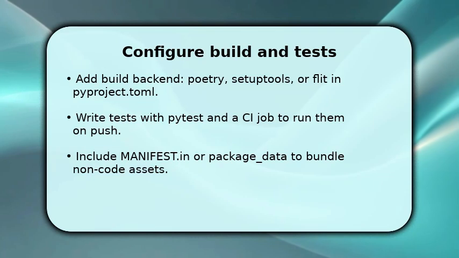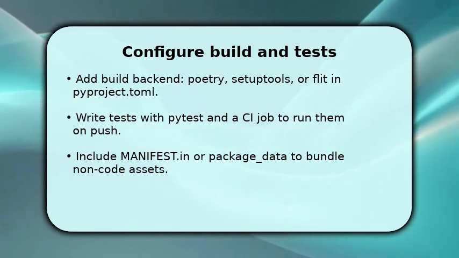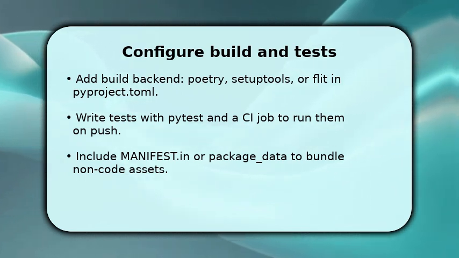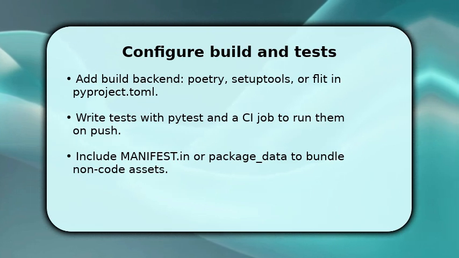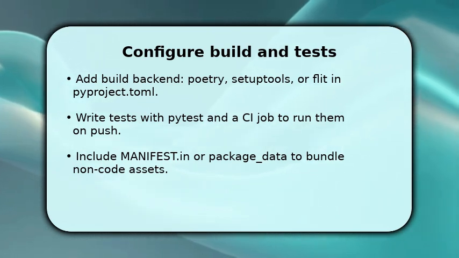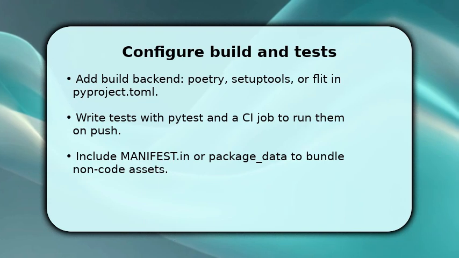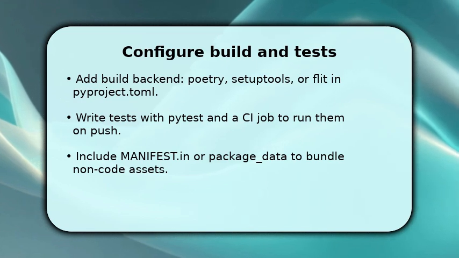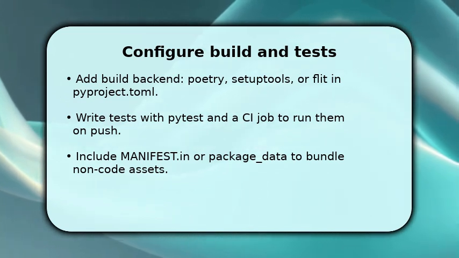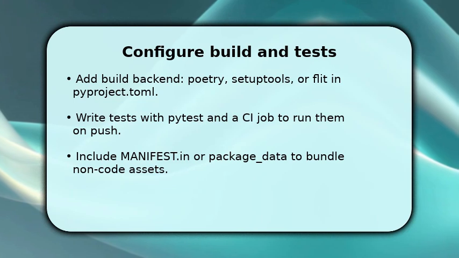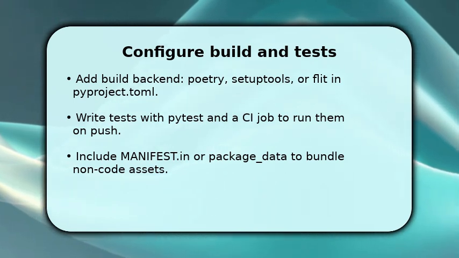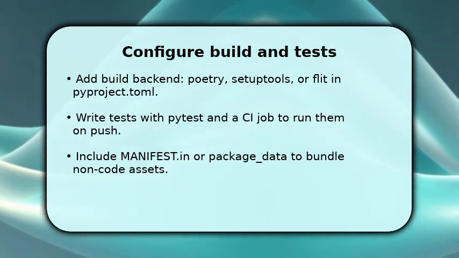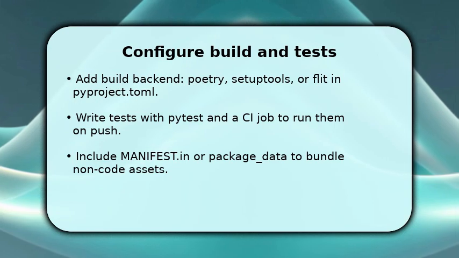Now you configure building, testing, and distribution. Choose a build backend, poetry, flit, or setuptools, and declare it in pyproject.toml so pip can build a wheel. Once done, add a test suite using pytest and create simple CI that runs tests on each push. This prevents regressions. Make sure package data or MANIFEST.in includes templates, data, or type stubs. Also add a README and license so users understand usage and terms. These steps ensure reproducible builds and quality control.